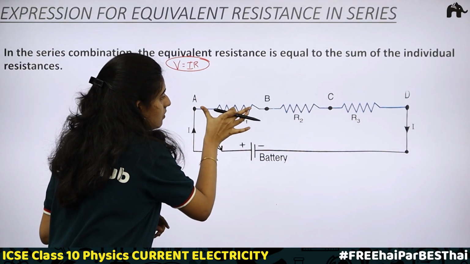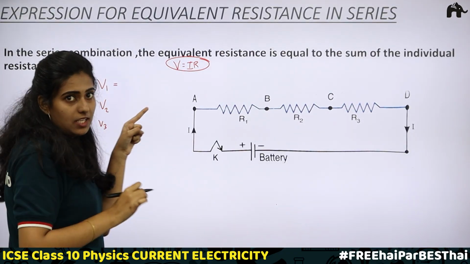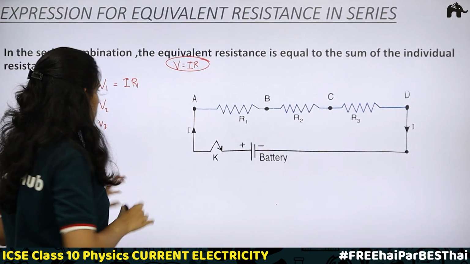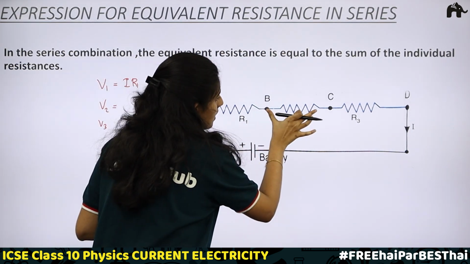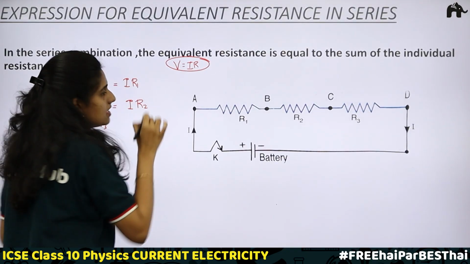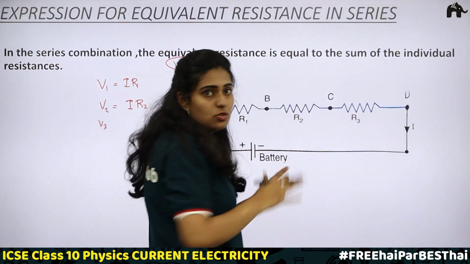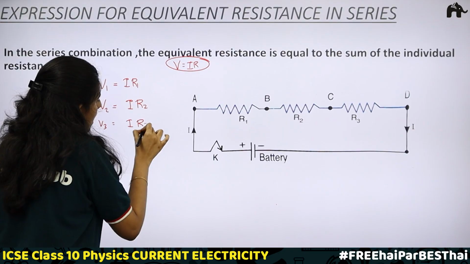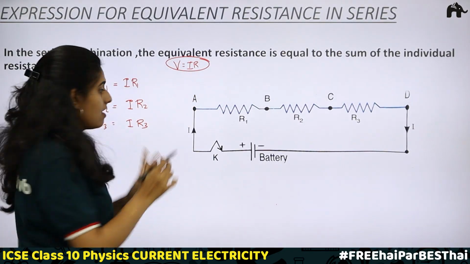Across R1, we have the potential difference V1, which means V1 will be equal to the current I into the resistance R1. What about V2? V2 will be equal to current I into resistance R2, because the potential difference across the resistor R2 is V2. What about V3? V3 will be IR3. Now we have V is equal to IR.